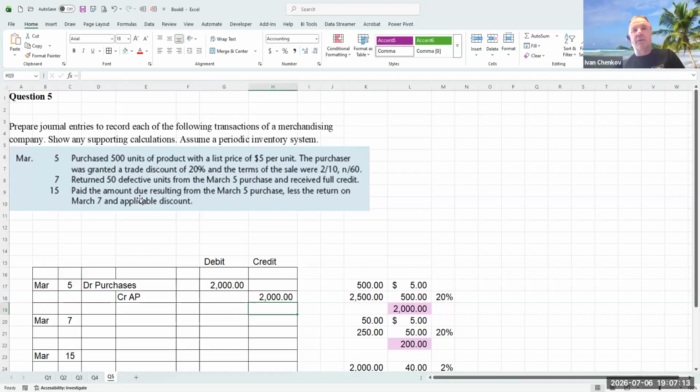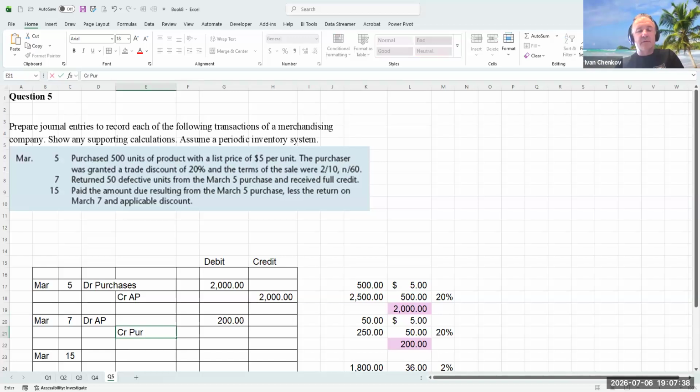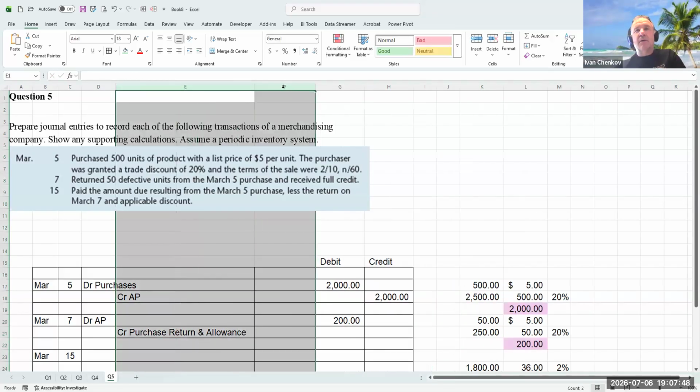Now, when we do the return, we're gonna have debit accounts payable. We're gonna reduce the accounts payable with $200, and we're gonna have a new account here, which is the purchase return and allowances. That will be our new account now.